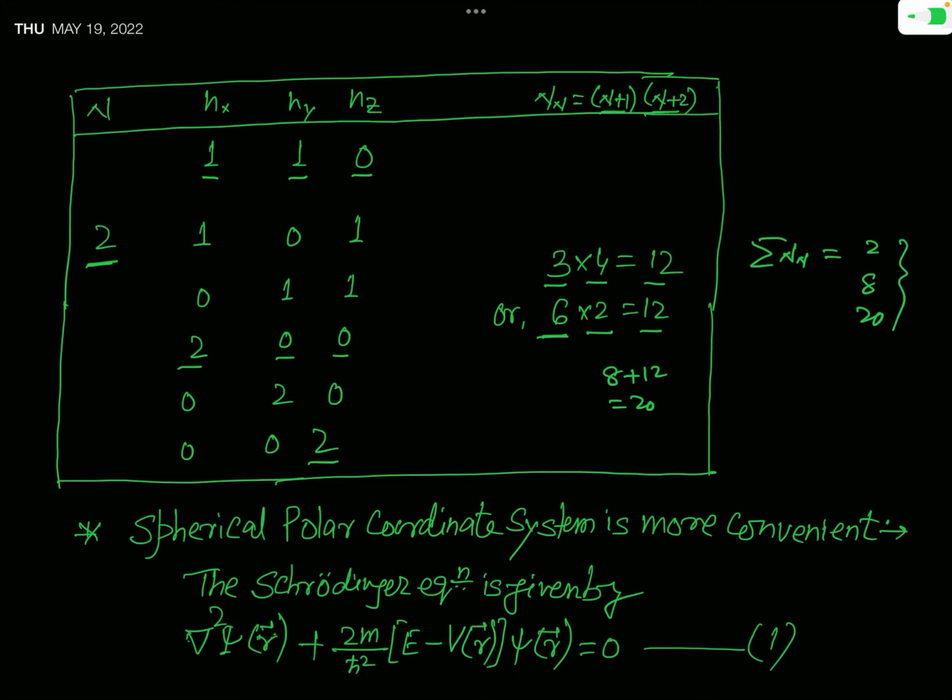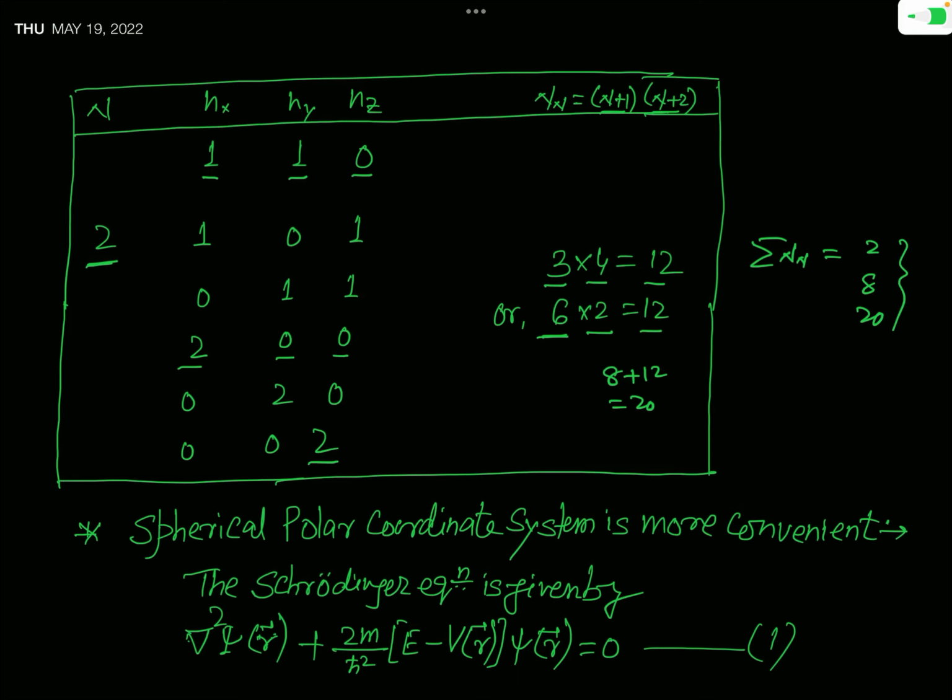So the first 3 magic numbers have been calculated even when you have considered the Schrodinger equation in Cartesian coordinates and written the energy eigenvalue. In a similar way, you can find the other magic numbers by considering N equal to 3, N equal to 4, and so on.